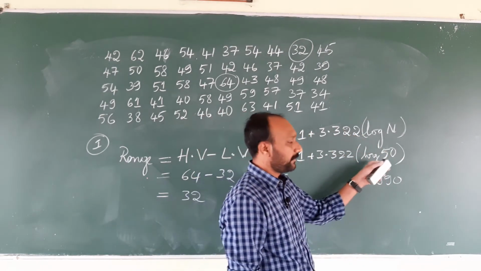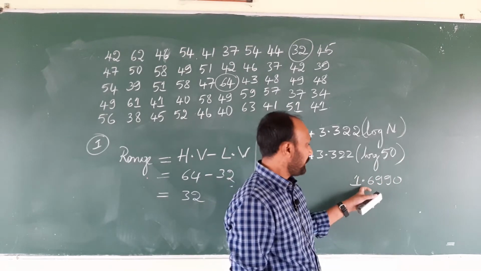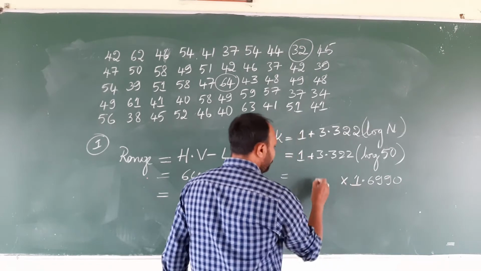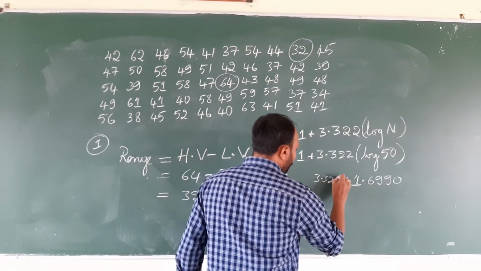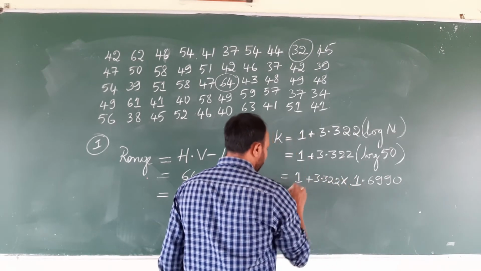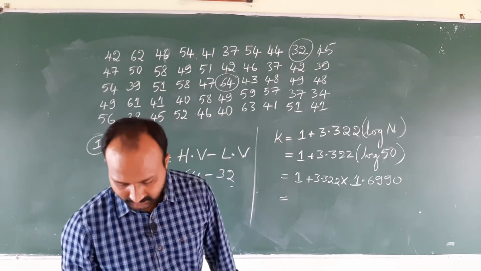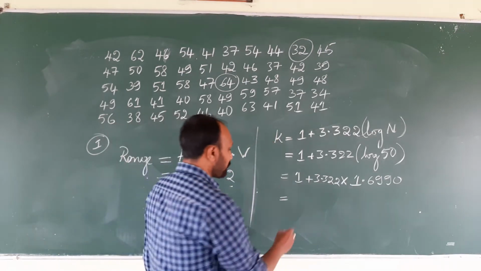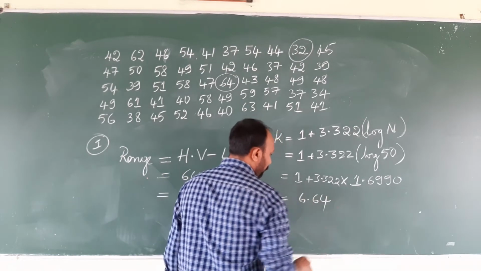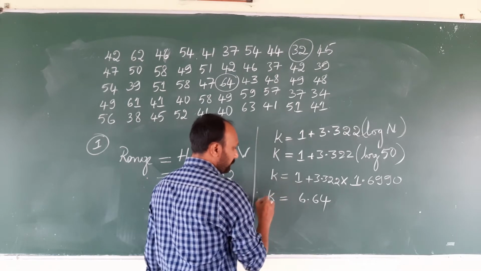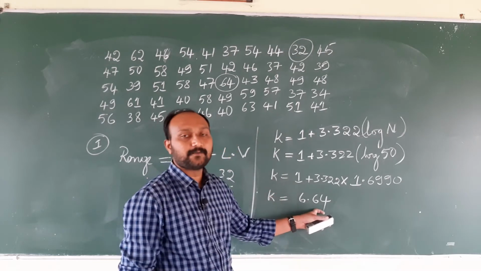Okay. So the log 50 answer is 1.6990. It will be multiplied with 3.322 and added with 1. So the final answer is 6.64. That is how many classes we should go with? We should go with 6.64 classes.